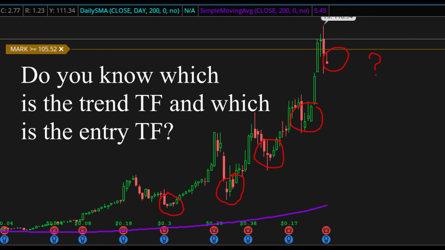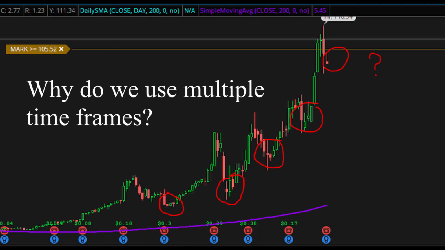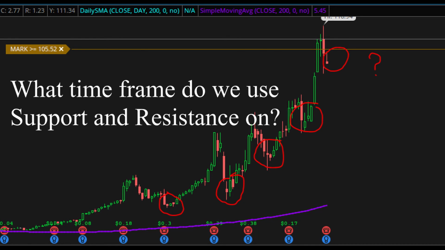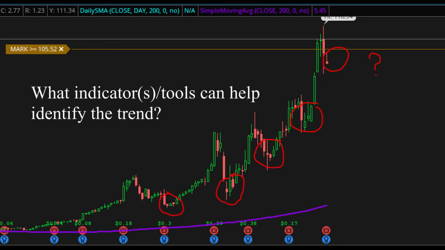First off, you should be able to choose a time frame and figure out which one is the entry time frame and which one is the trend time frame. Second, you should be able to tell me why we use multiple time frames and what the purpose of them are. Third, you should be able to tell me how to find support and resistance and what time frame to use the strategy on. Fourth, you should know what tools to use and what time frame to use to identify the trend on the trending time frame.